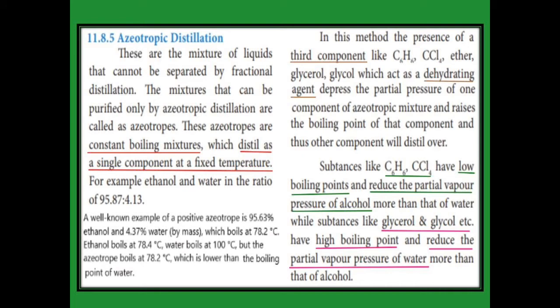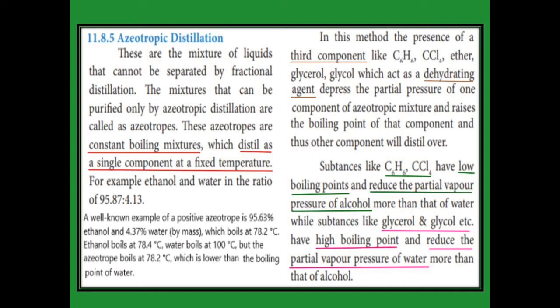Here, first of all, we have two components. What are they? Ethanol and water. Together they distill, but we need only one compound. So we have to suppress the boiling point of one component. For that we have to add a third component, either benzene, carbon tetrachloride, ether, glycerol or glycol. What they do is depress the partial pressure of one component in the azeotropic mixture.